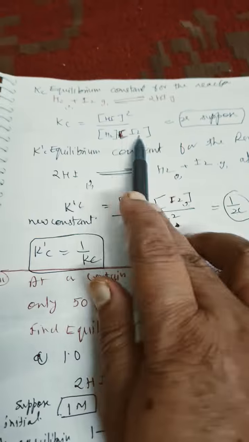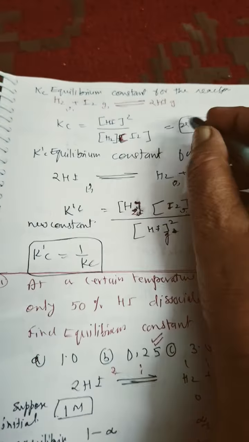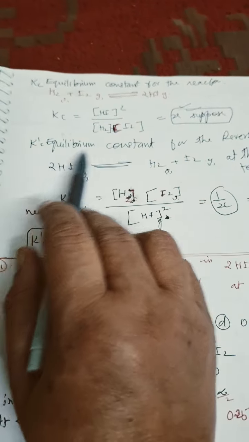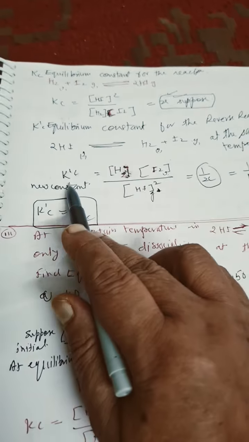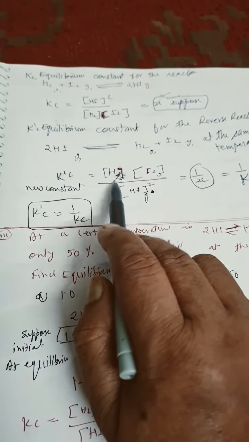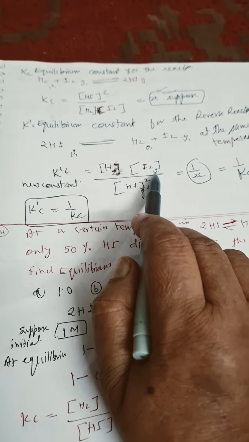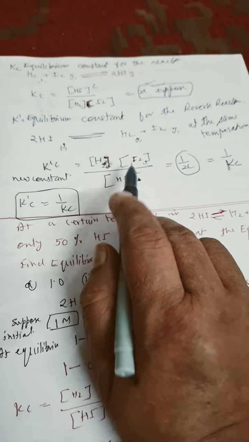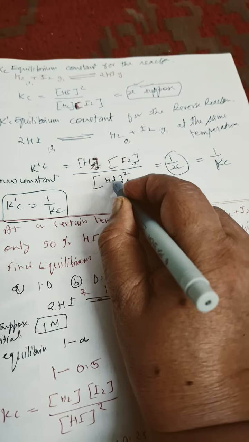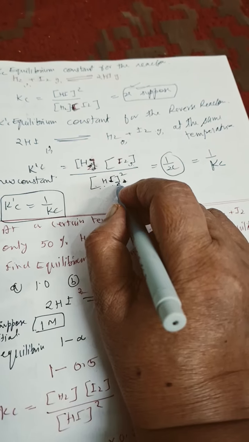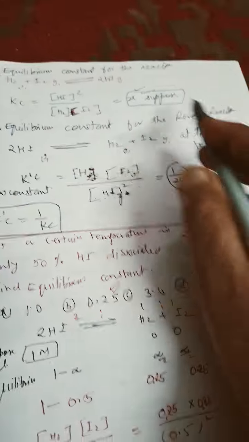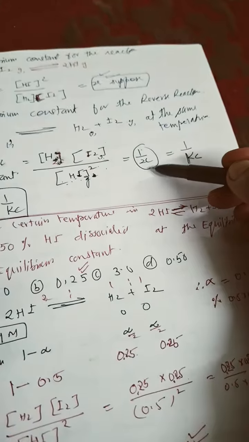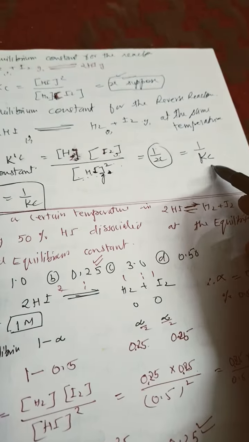Why have I done this? See here, H2 plus I2 gives you 2HI, Kc will be as I told you in this equation, and suppose its value is X. So K dash c, the equilibrium constant for this reverse reaction, will again be the H2 concentration multiplied by the I2 concentration divided by the HI concentration squared. Okay, HI, hydrogen iodide concentration, squared. So it will be the inverse of X. Okay, so it will be 1 upon Kc. So K dash c is equal to 1 upon Kc.